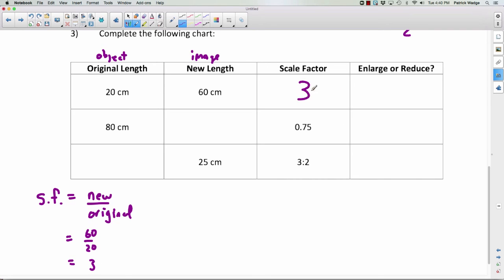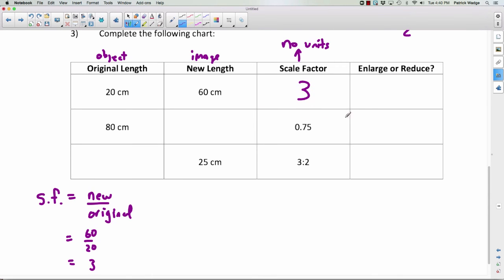Scale factor is just a number, no units. I forgot to say that in the notes, but there's no units for scale factor. You do not put 3 centimeters for this. 3 means 3 times as big. Okay, it wouldn't make sense to say, oh, it's 3 centimeters as big. Does not make sense. No units on scale factor.